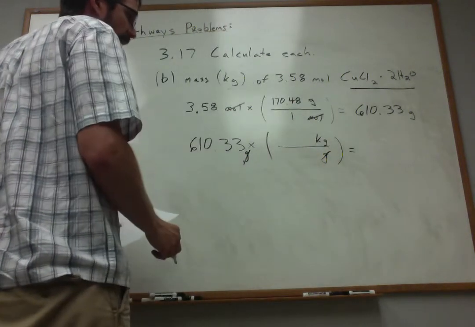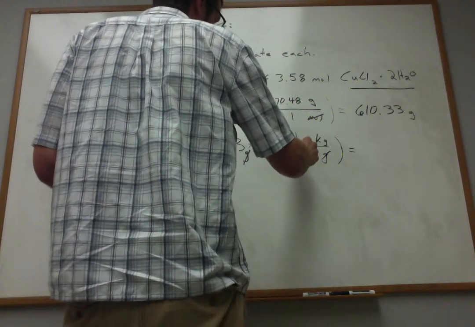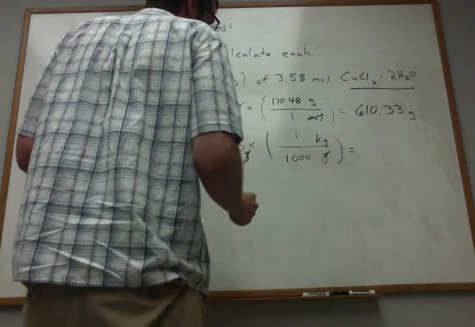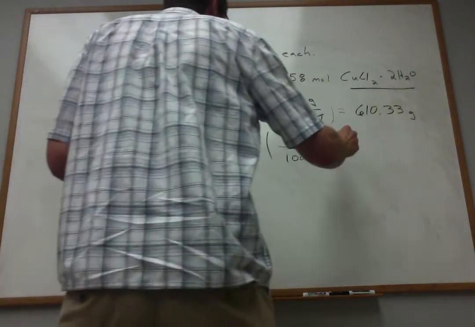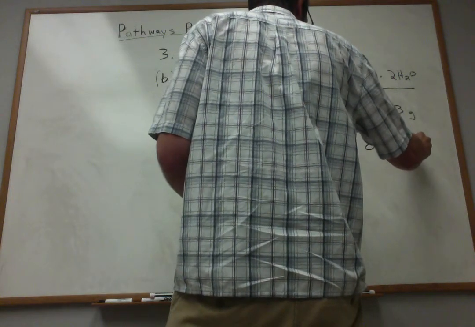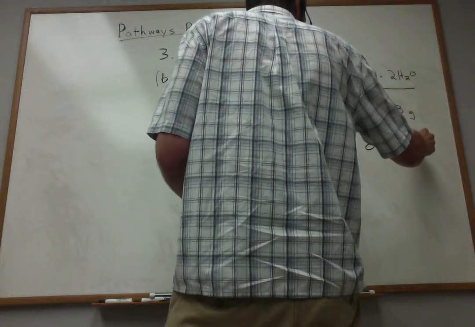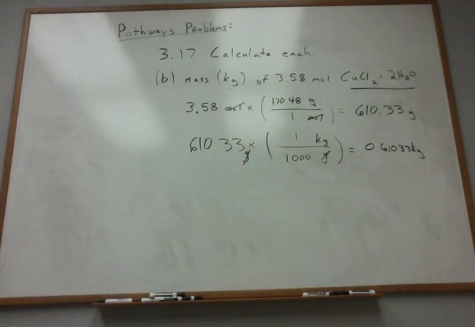I move away from grams and move to kilograms. Now I know that 1 kilogram is 1,000, or 10 to the 3rd grams. So it looks like I have to divide by 1,000. And when I do, the decimal place moves 3 spots. I've got about 0.61 kilograms. Right, that's the answer to part B of this problem.